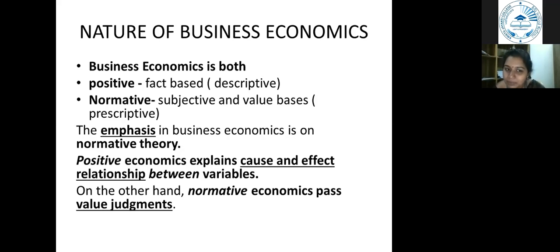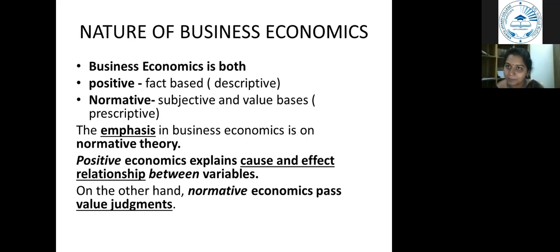So simply, if you are studying the relationship between price and demand, then it is positive science. But based on that, you are making a decision, right? So it is a normative science. So how is it different from positive science? It is subjective in nature, which includes your value judgment also.